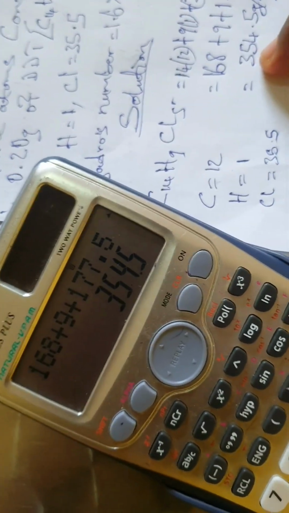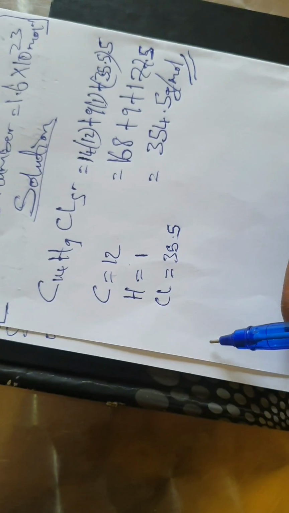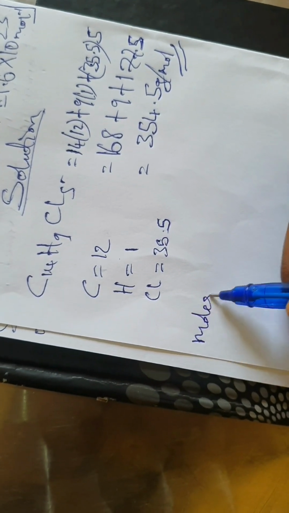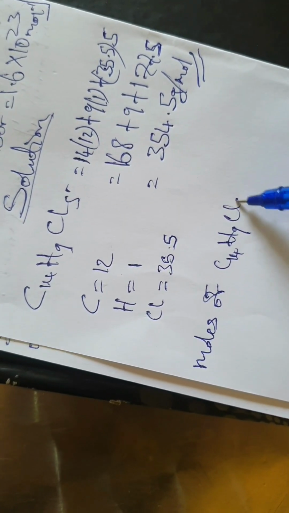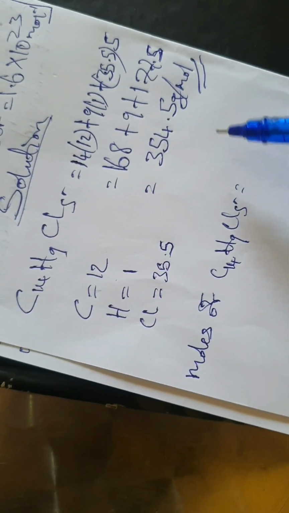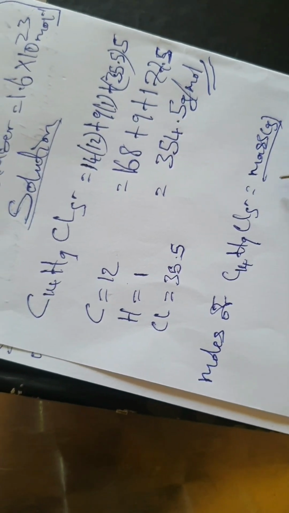This is the molar mass. So let's solve now the equation. We have found the molar mass of the compound. So now let's find the mole. So mole of C14H9Cl5 is equal to mass in gram upon molar mass.